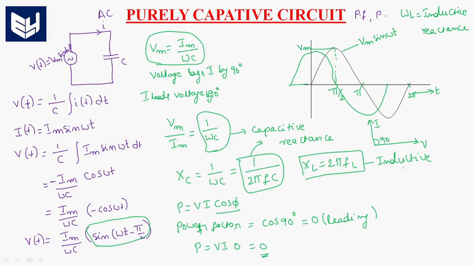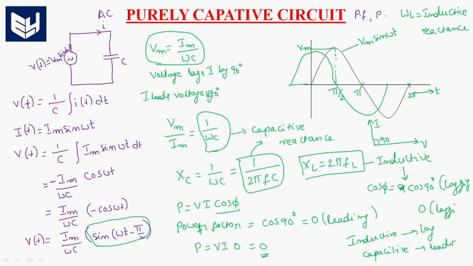In case of an inductive network, it is cos phi lagging power factor. That is also cos 90, but lagging, so that is zero lagging. So in case of an inductive network we get a lagging power factor, and in case of a capacitive network we get a leading power factor. So this is about the capacitive network.